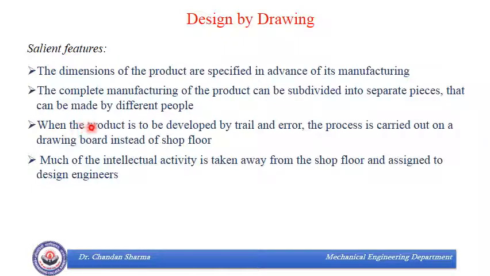Third, when the product is to be developed by trial and error, the process is carried out on a drawing board instead of the shop floor. So the cost is also reduced. And the last is much of the intellectual activity is taken away from the shop floor and assigned to the design engineers, because they will be designing the product, looking into all the aspects, and when they are satisfied, then only the component will go to the shop floor and its manufacturing shall be undertaken. So this is the method which is known as design by drawing.